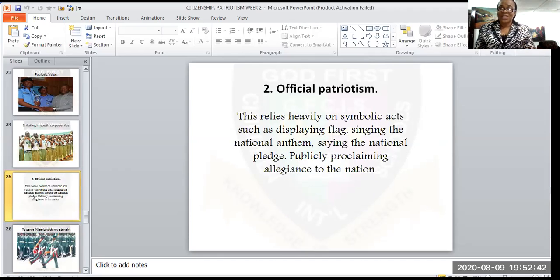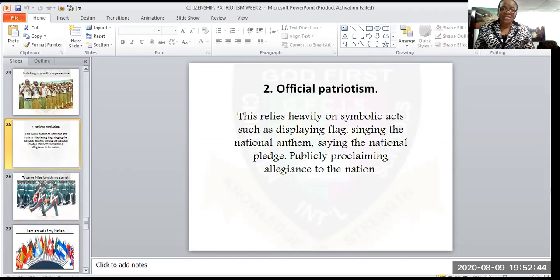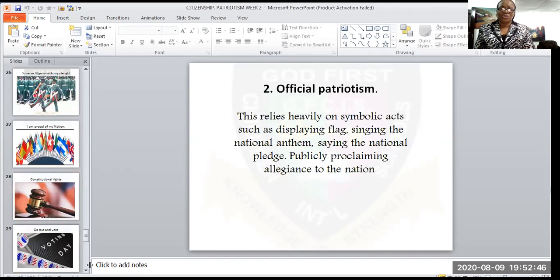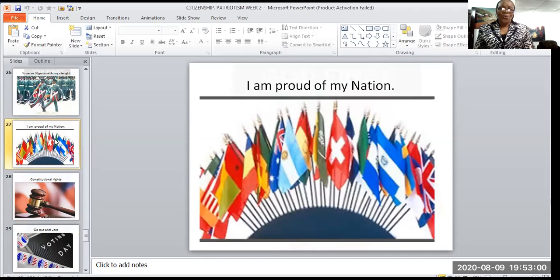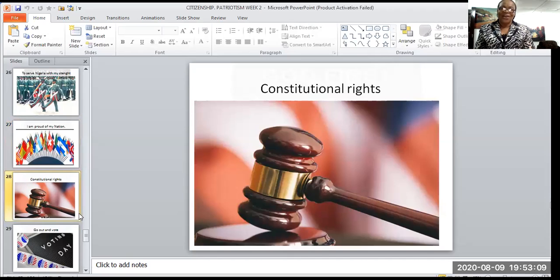We sing the national anthem, we celebrate, we are proud of our country, we go out to vote. It is something that we must do, official, okay? Then fly our flag. What's the next one? I am proud of my country. I'm proud of my nation. You have to be proud of this wonderful nation. It's our official duty to be proud of our nation.